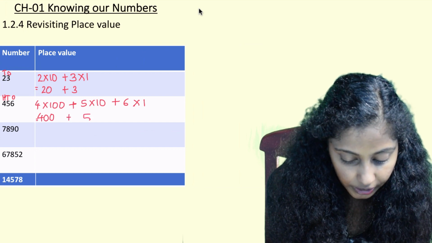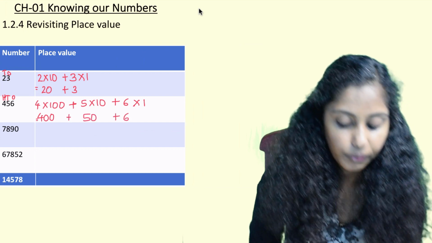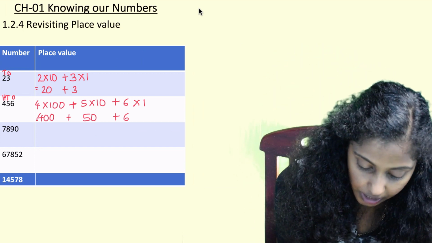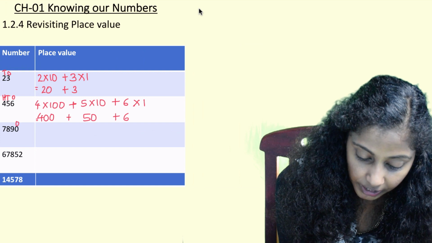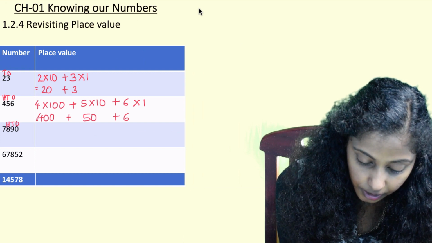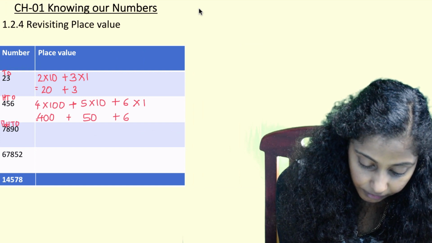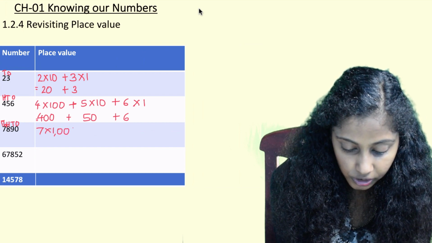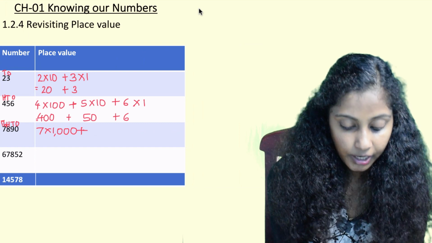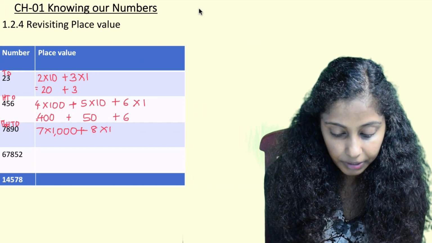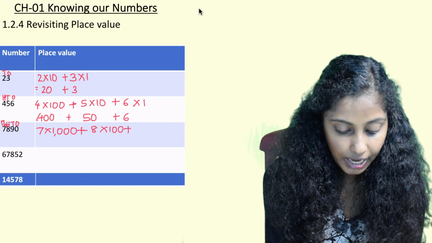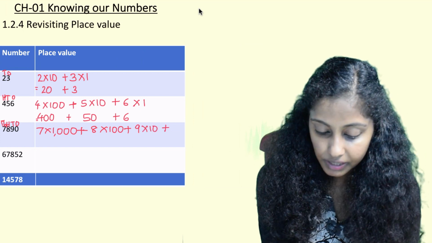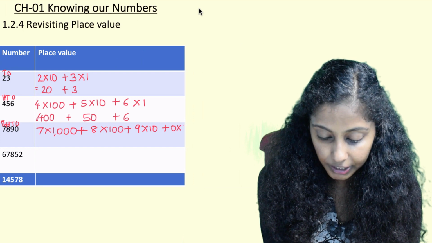Plus 5 into 10 is 50, plus 6 into 1 is 6. And then when we add, we get 456. Now here we have got 4 digits. So ones, tens, hundreds, and then we have thousands. So 7 multiplied by 1000. Then in hundreds place we have 8, 8 multiplied by 100. We have 9 in tens place, 9 multiplied by 10. And in ones place we have 0, so 0 multiplied by 1.